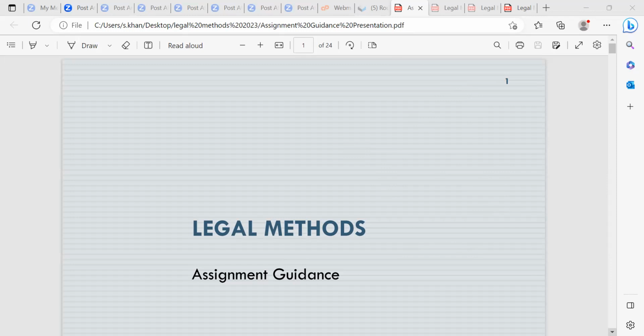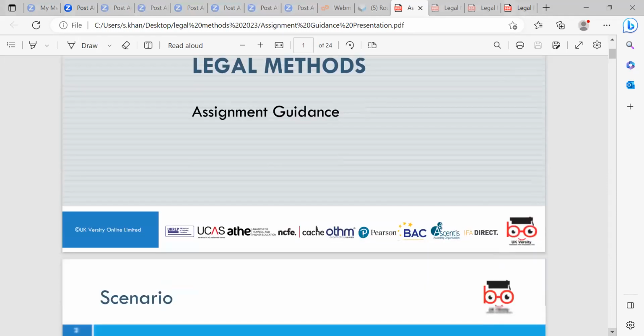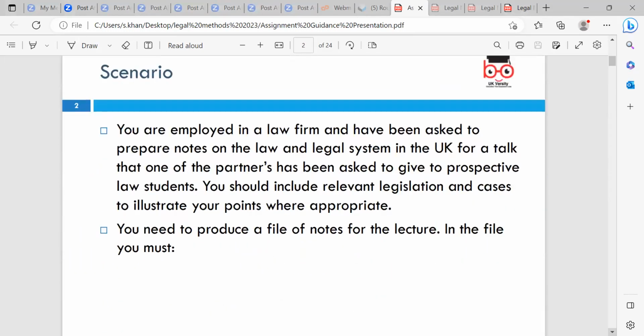So today's session is on the assignment guidance. Okay, so we'll go through that. Firstly, the scenario that you will get, and all this is available on Moodle for you as well. You are employed in a law firm and have been asked to prepare notes on the law and legal system in the UK for a talk that one of the partners has been asked to give prospective law students. You should include relevant legislation and cases to illustrate your points where appropriate.